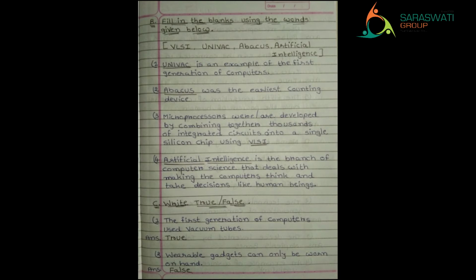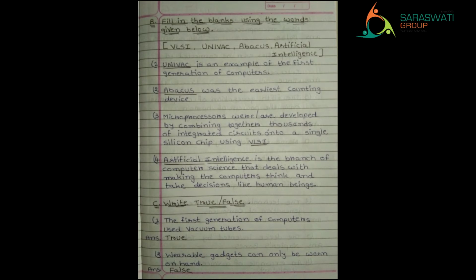Now moving further to the C section, which says write true or false, right? So I hope you have understood till here. Let us start with the true or false segment. What is the first one? The first generation of computers used vacuum tubes. Again, the question is related to the generation of computers, right? Here we just have to find whether the given statement is correct or wrong. So, the first generation used vacuum tubes as their technology. Do you remember it? Yes, it is the correct answer. So, the statement is true.